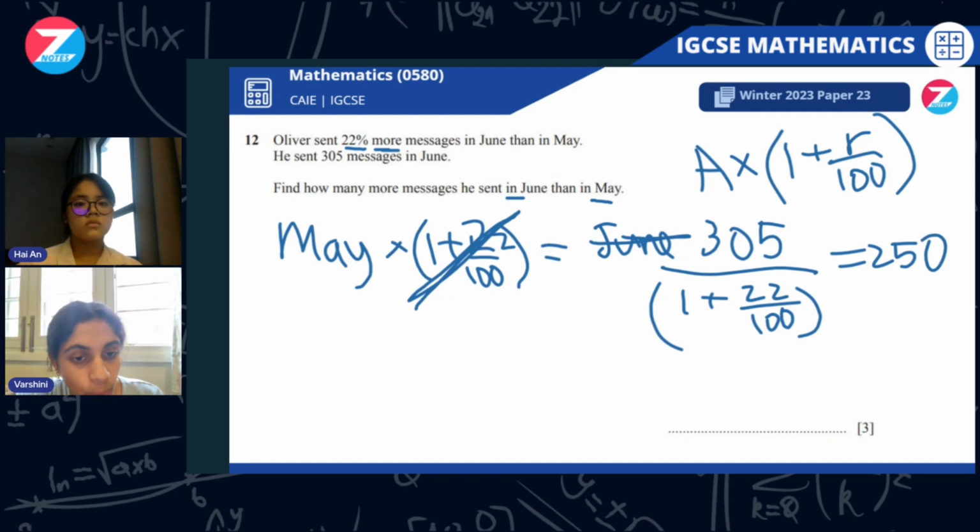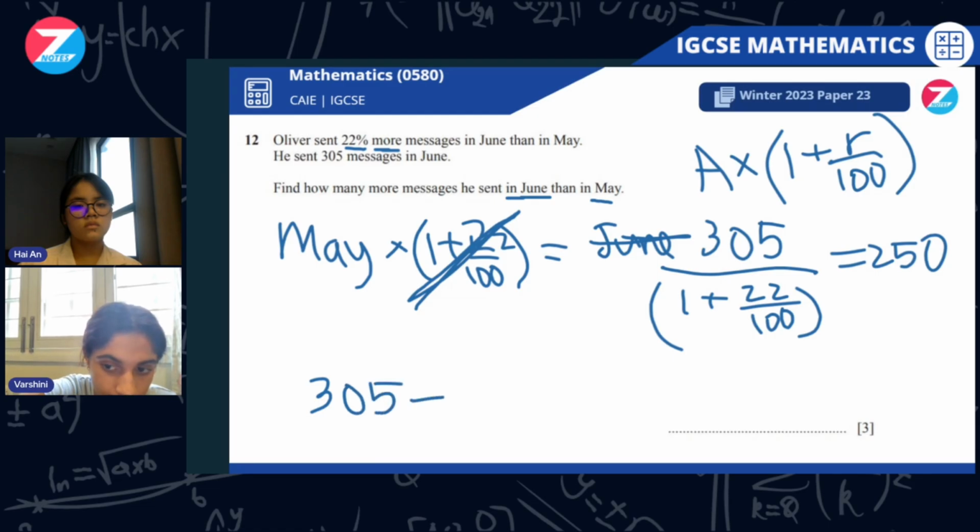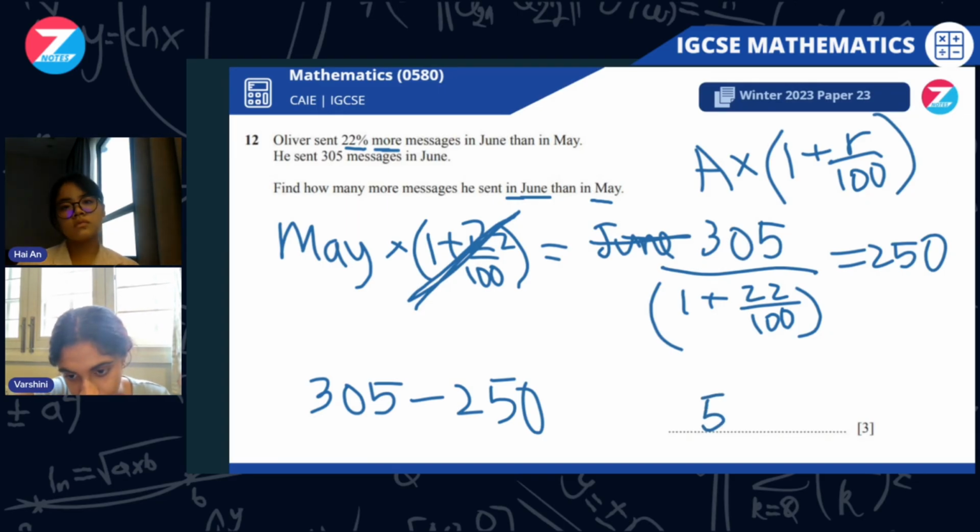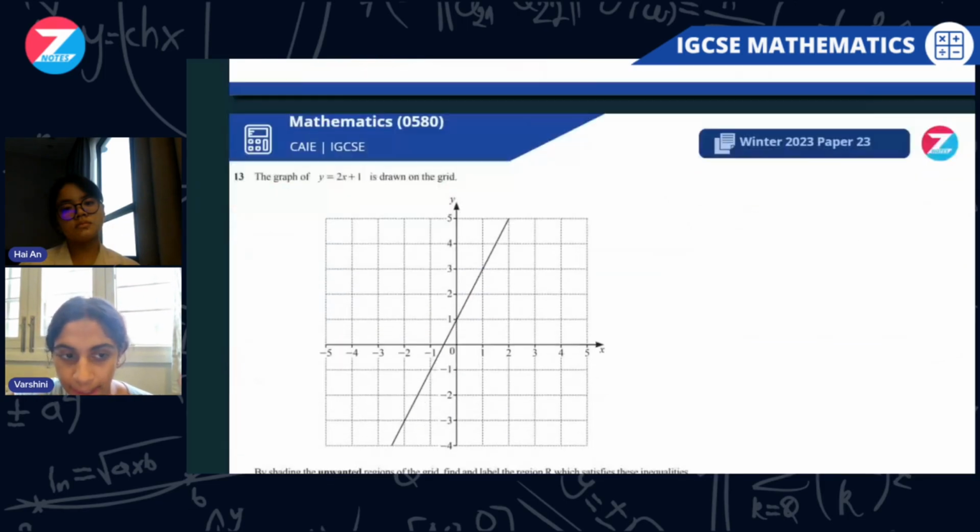We want how many more messages he sent in June than in May. Okay? So that means we want more messages in June than in May. So we just need to subtract, okay, 305 minus 250. So if you put that in your calculator or do it manually, that's just 55. So he sent 55 more messages in June than May.